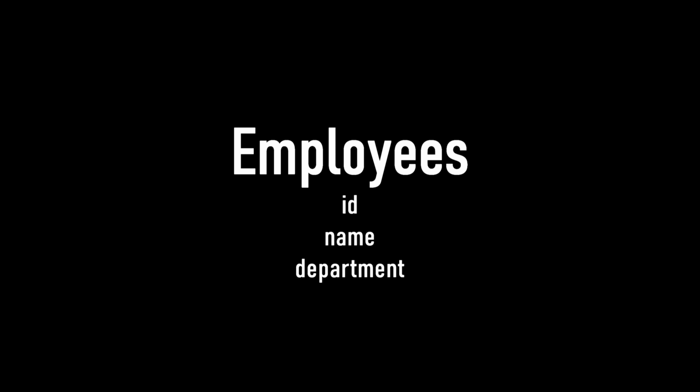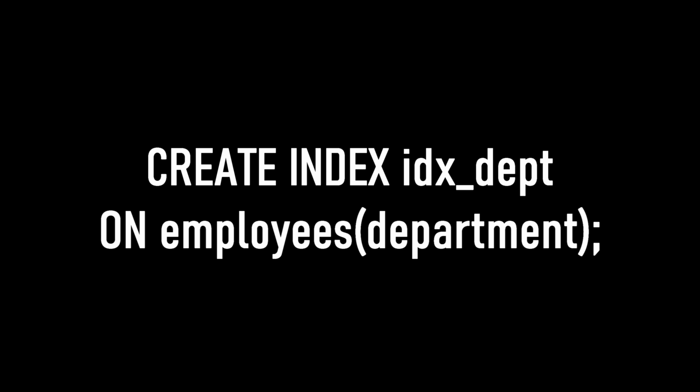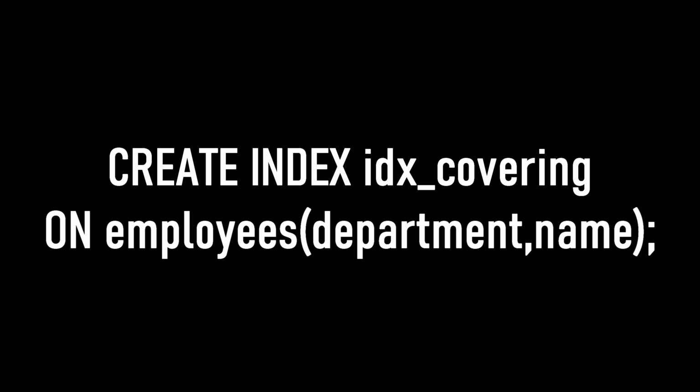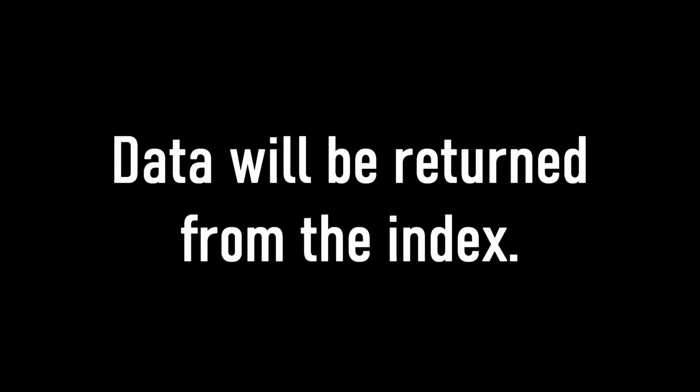For example, let's say we have an employees table with columns ID, name, and department. If we often run this query, a B-tree index on the department column would help find the right employees, but the database would still need to go back to the table to fetch their names. If we create a covering index, we will force the database to have both the department and the name inside of the index, and thus, when we run the same query again, the results will be returned immediately because the database will not access the disk.